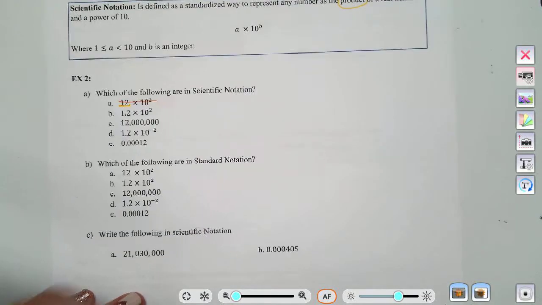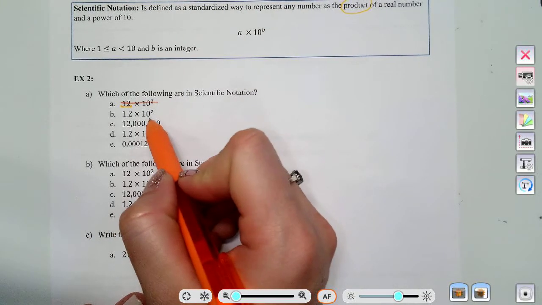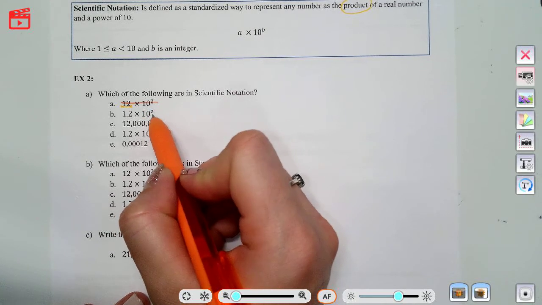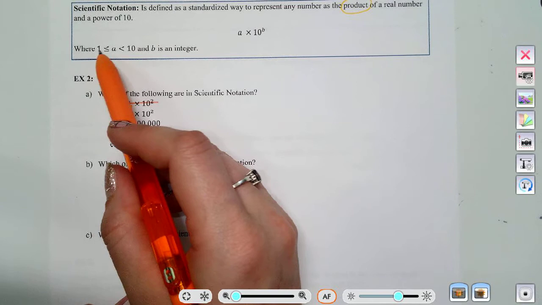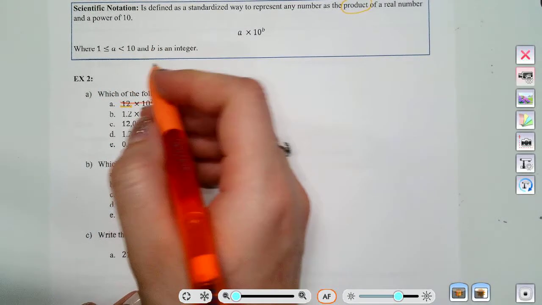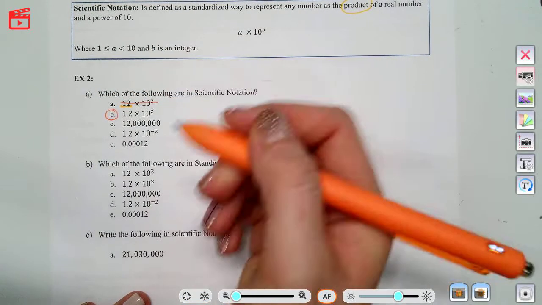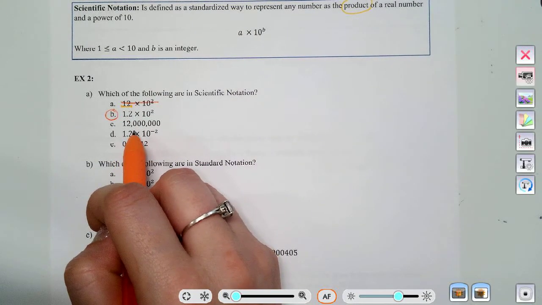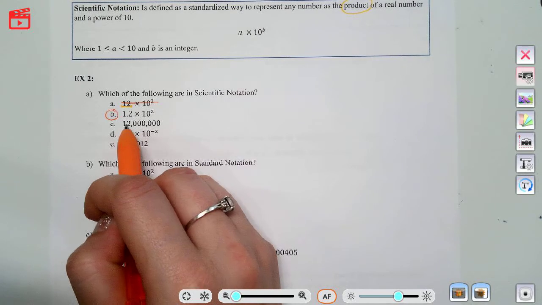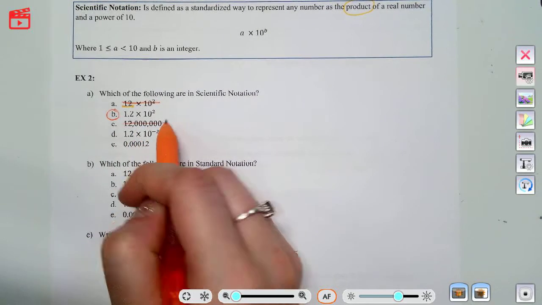How about the next one? We have 10 to the second power, that's good, times 1.2. That is in between 1 and 10. So this one passes. B passes. This next one is obviously not in scientific notation because it is not something times 10 to a power. You do not pass.